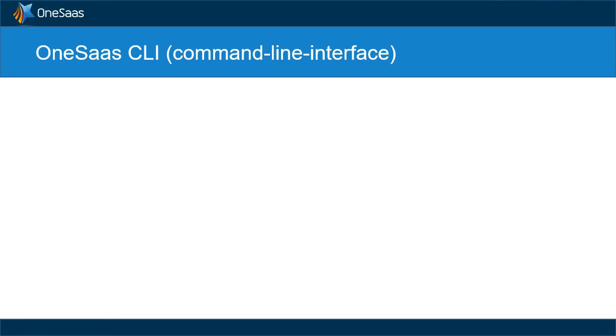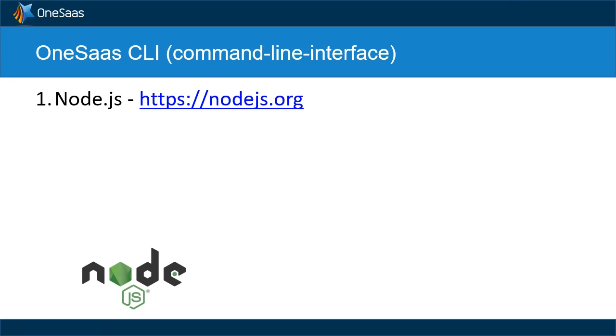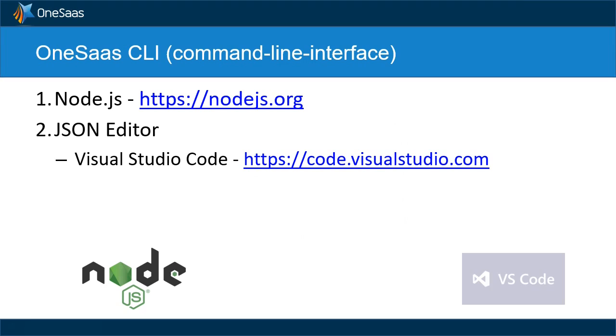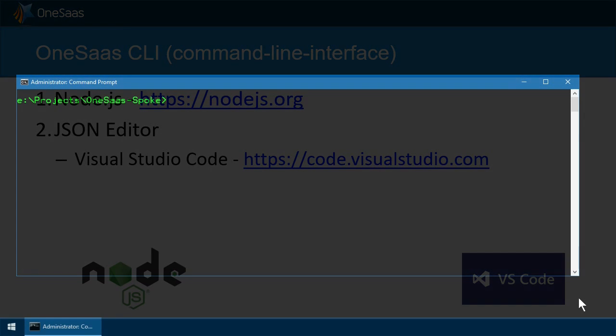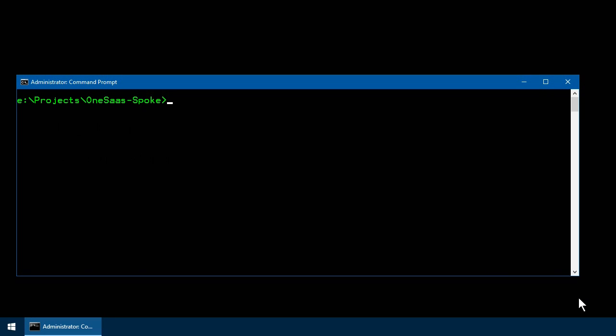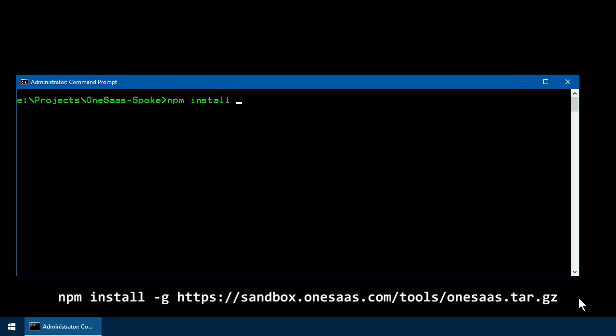The recommended way to develop a spoke is via the OneSaas CLI. The OneSaas CLI requires the installation of Node 6 or above, npm 3, and a good text editor that can handle JSON files. We recommend Visual Studio Code, but any other good text editor will also work. If you have a machine configured with these prerequisites, then you can simply install the OneSaas CLI from an administrative terminal or command prompt by running the following command.